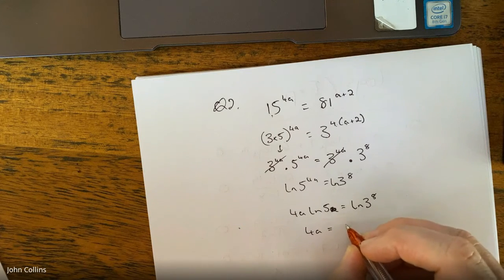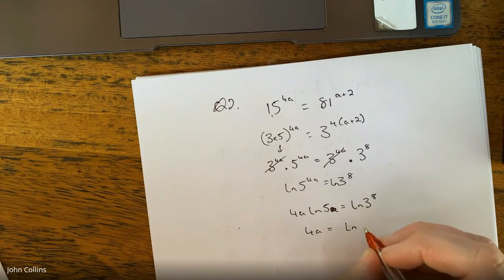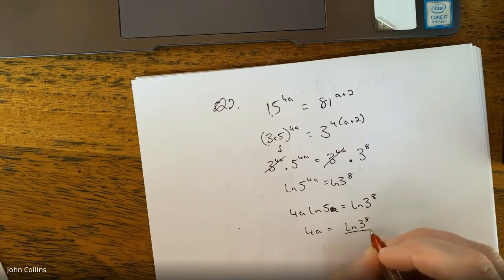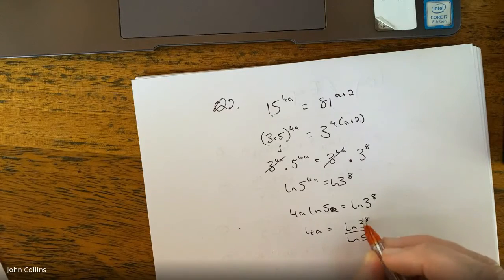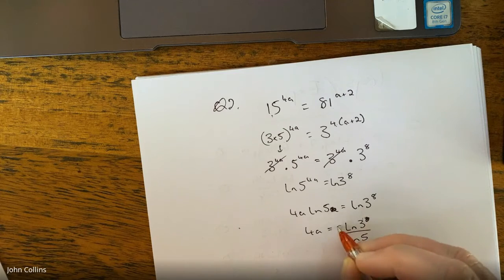So that's ln 3 to the 8 divided by ln 5, I suppose. And that 8 can come down here, can't it? So just pop that down. Dividing by 4 will give me 2 ln 3 over ln 5.